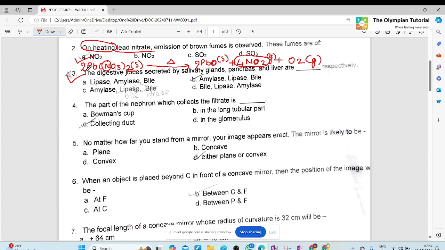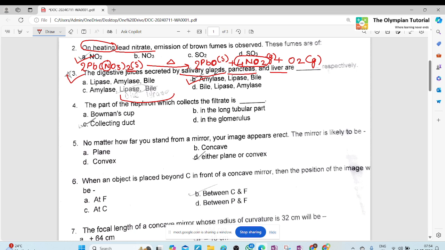The digestive juices secreted by salivary glands, pancreas, and liver are... So salivary gland, ma'am, salivary amylase. Pancreas secretes... liver secretes bile juice, and pancreas lipase. So which option is correct here? Actually B and C both are correct, but here the option is changed, so only B is correct.